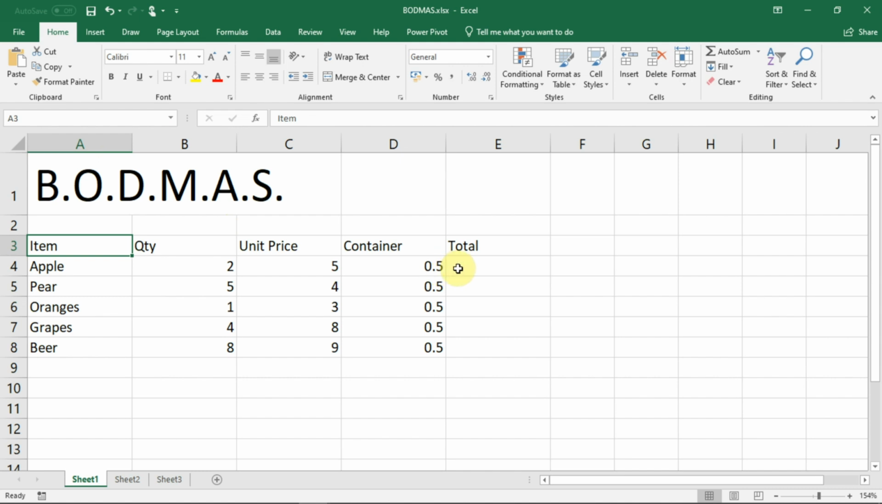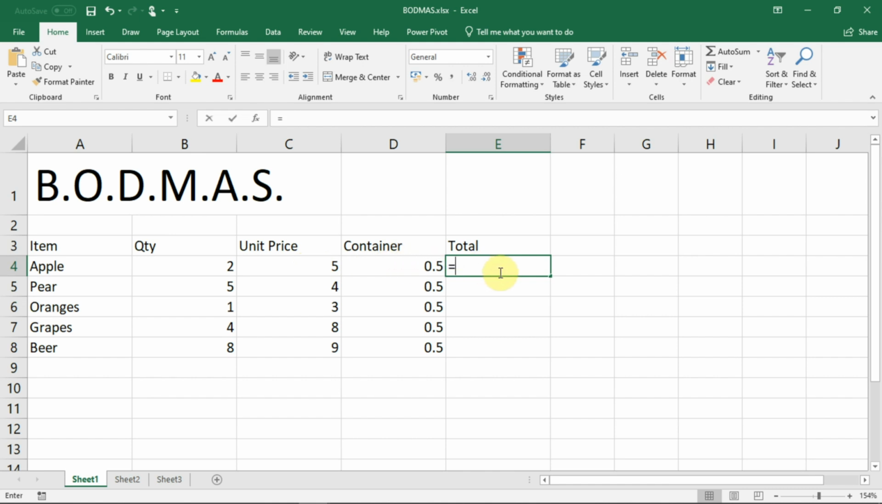Now, if we take a formula that I might want to do, I'm going to do it in such a way that I completely ignore BODMAS, and we'll see what happens. Let's say every time we buy an apple, in this case it's £5 a pop, we have to buy a container for that apple. So in this case, this makes an apple actually £5.50. And 2 apples would be 11.